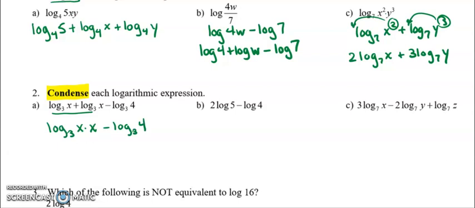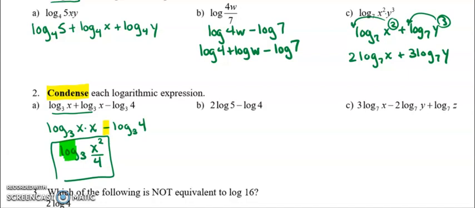And then what? Then subtraction. What does the subtraction go to? That goes to division. So we'll have log base 3 of x times x, which is x squared, and then divided by the 4, the subtraction goes to division. Notice that when we condense it, we only have one log. Log is written only once. So here we went from 3 logs to 2 logs to 1.